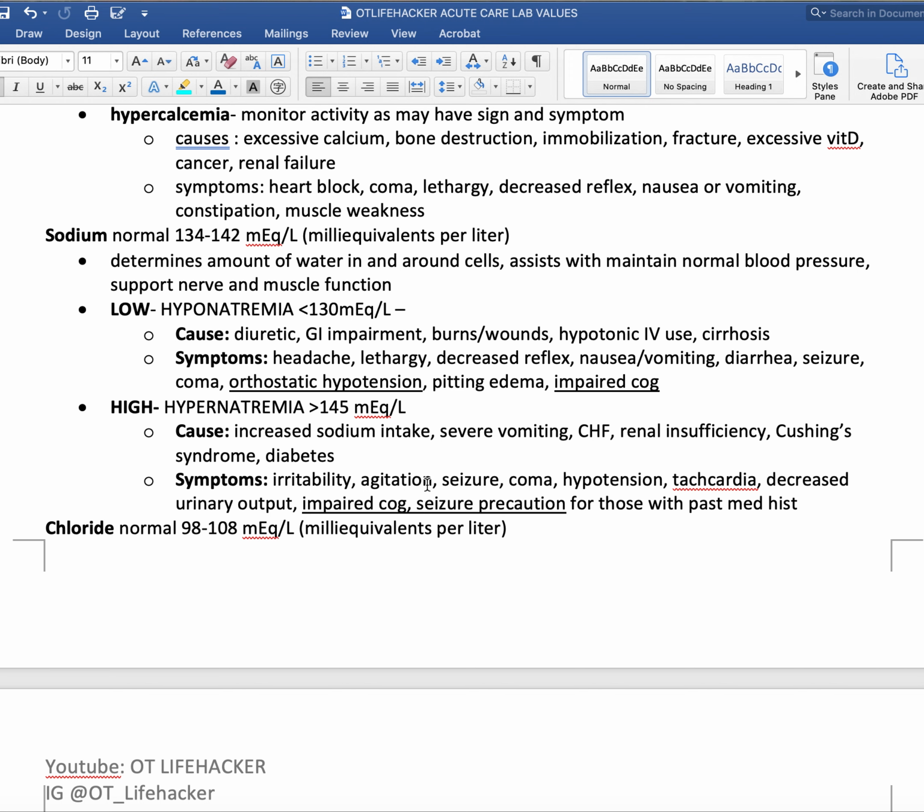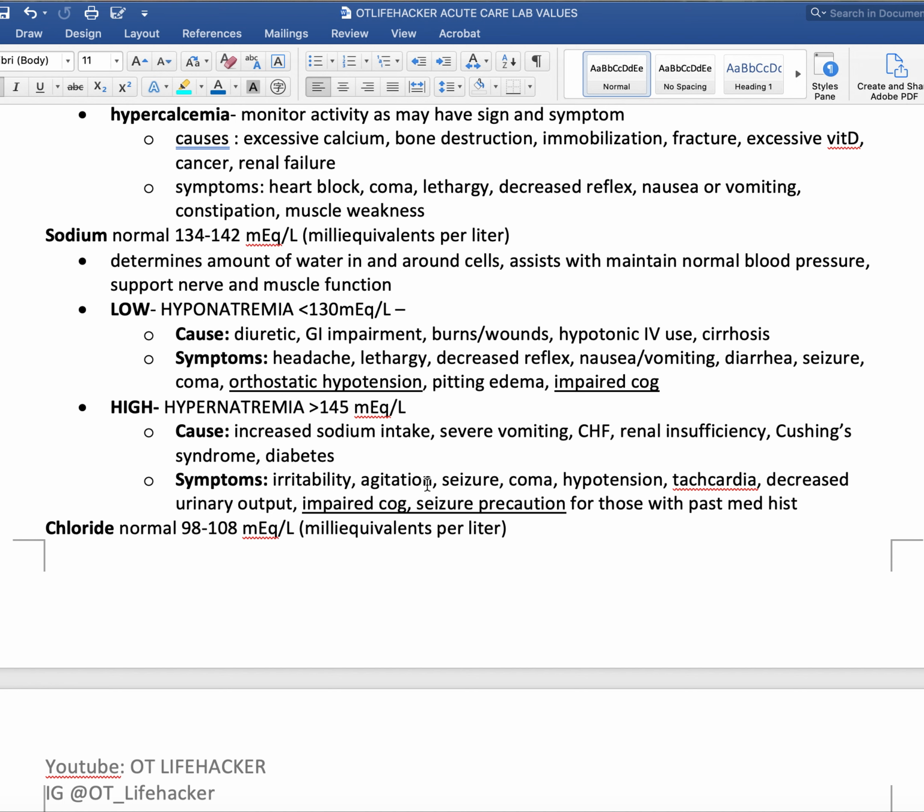Sodium. Sodium normal is 134 to 142. And what sodium does is it determines the amount of water needed in the cells and around the cells and assists with maintaining the normal blood pressure. Low, hyponatremia, is less than 130. So causes can be diuretic, GI impairment, burns, wounds, hypotonic IV use, cirrhosis.